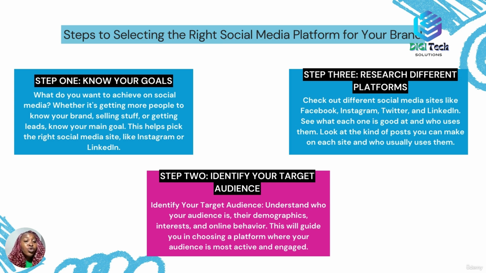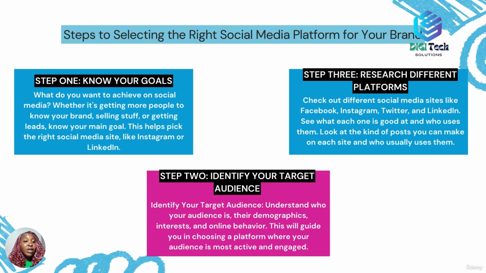Step one, know your goals or write down your goals. So you can start doing it as I am actually talking. What do you want to achieve on social media? Whether it's getting more people to know about your brand, selling stuff, or getting leads, know your main goal. This helps you pick the right social media sites like Instagram, LinkedIn, Facebook, anyhow.